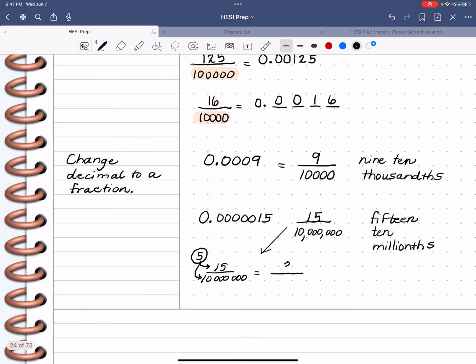5 into 15 is 3. And then 10 million, be careful with the zeros, divided by 5 is 2 million. Makes sense. And that one will not go any further. So that is the reduced fraction for that decimal.